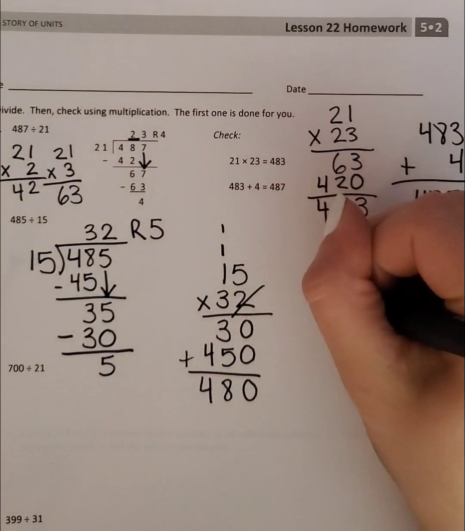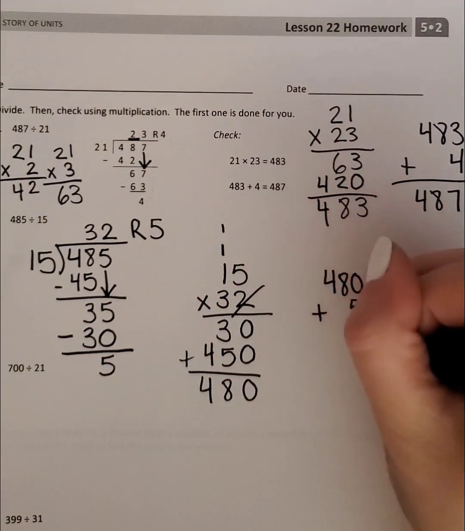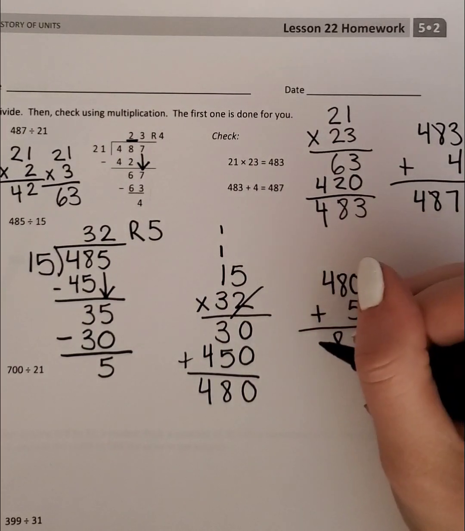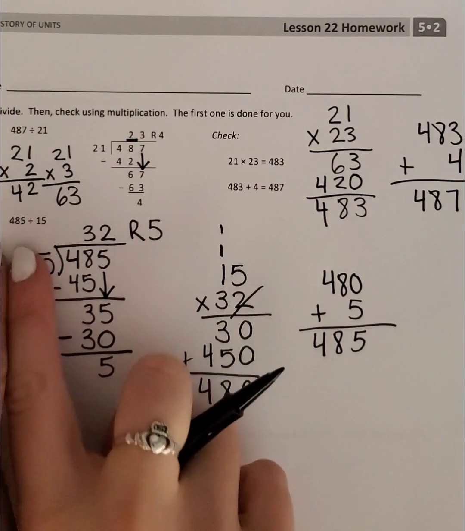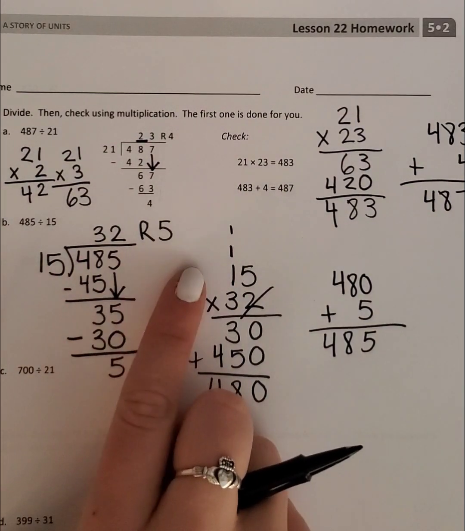Now I need to take that 480 and add in the remainder, 5. 0 plus 5 is 5. 8 plus nothing is 8. And 4 plus nothing is 4. So 485, and that does match my very first number over here. So I am correct. So our quotient for B is 32, remainder 5.